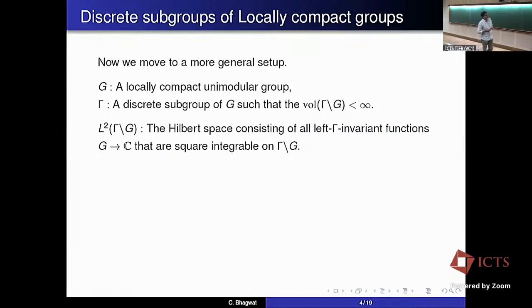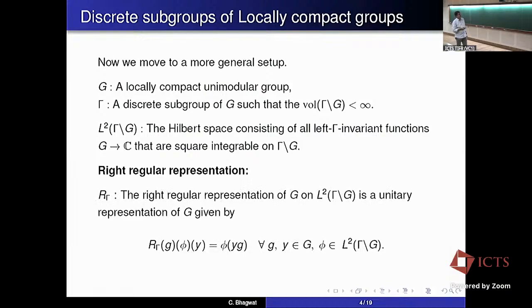So now there is a certain Hilbert space associated with it. You look at all left gamma invariant functions on G. There will be functions defined on this space, and this space has a measure, which is finite. So this will, for example, contain all continuous complex valued functions on this space. But to complete it, we'll have to take the L2 functions, and you get a Hilbert space.